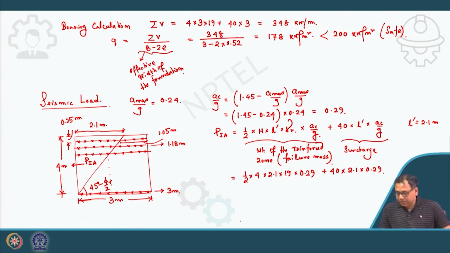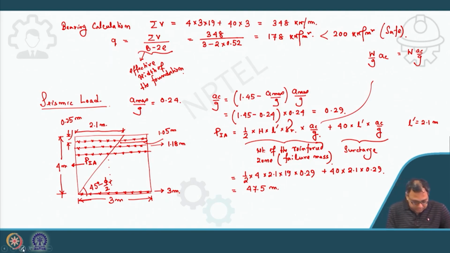Okay, because remember that this is weight, and our mass into acceleration. So that's why W by G, and it is into acceleration. W is this value, divided by G, into acceleration. So that's why I am writing it as W AC by G. Actually it is mass into acceleration. So now this PIA value is 47 kilonewton per meter.